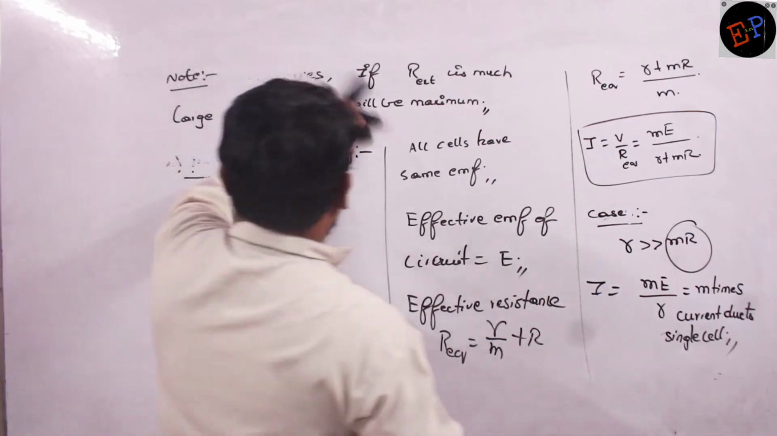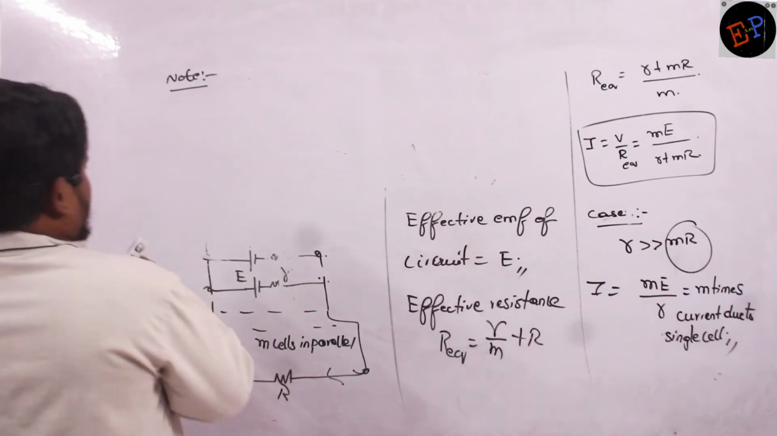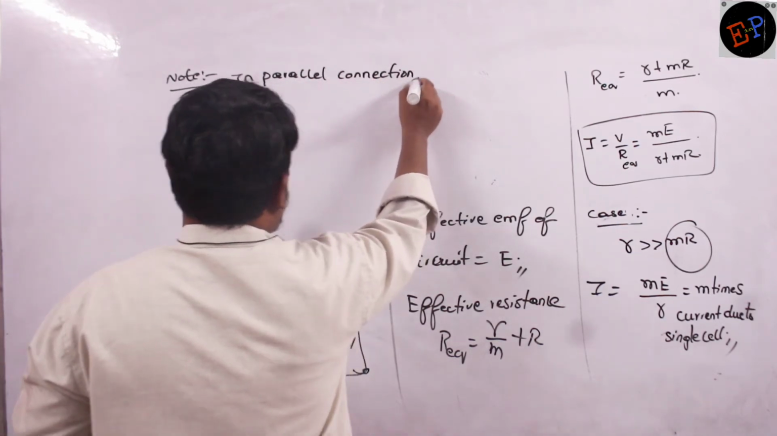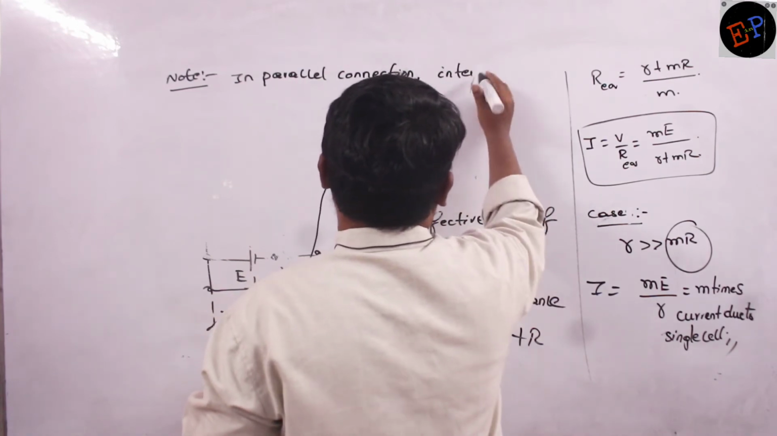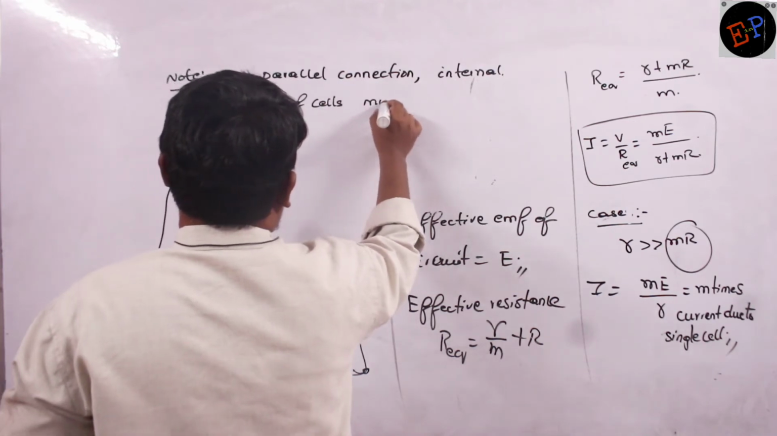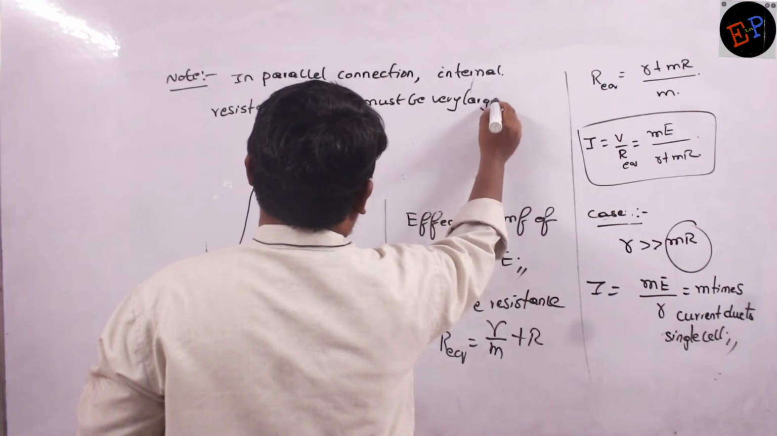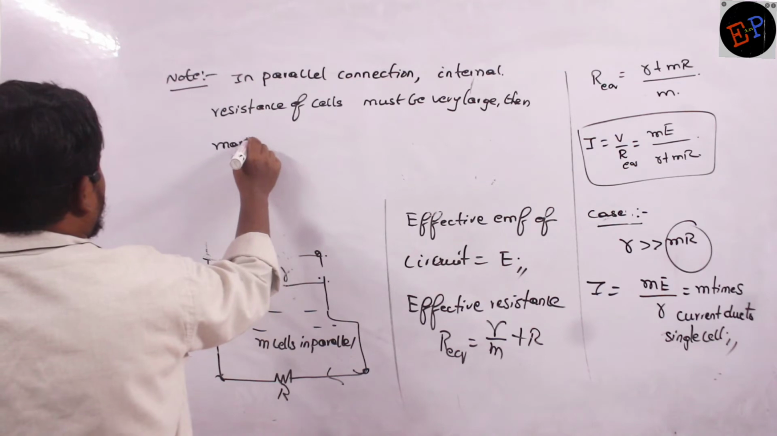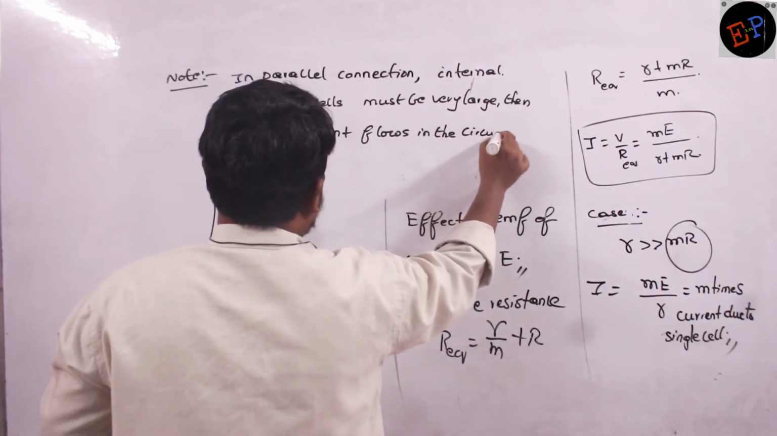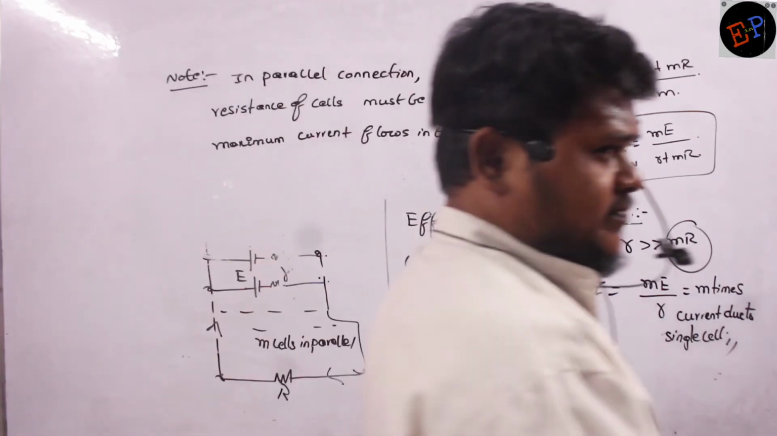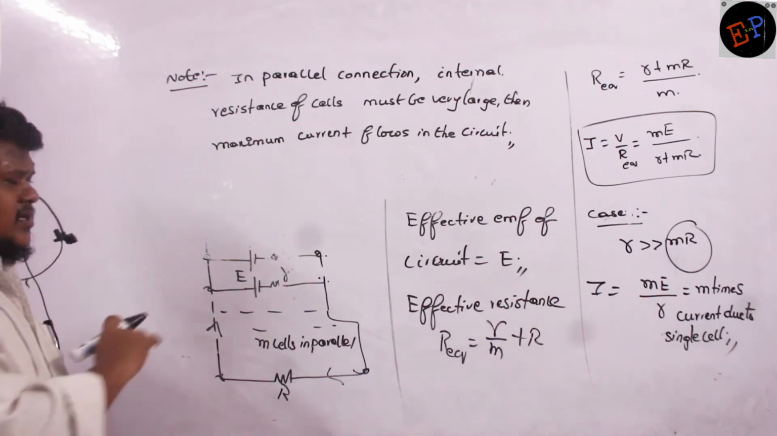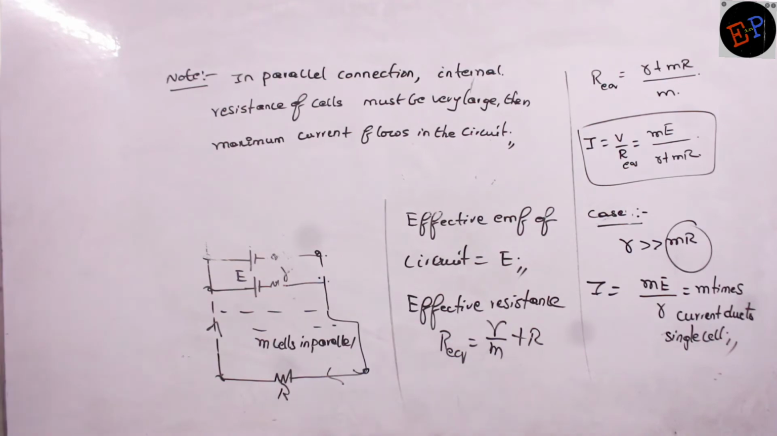So what is the note point I have to write? Note point is that in parallel connection, the internal resistance of cells must be very large. Then maximum current flows in the circuit. Understood? These differences will also be asked in the examination. In series connection, external resistance should be very large. In parallel connection, internal resistance should be very large. Then the maximum amount of current will flow. So that is about series and parallel.